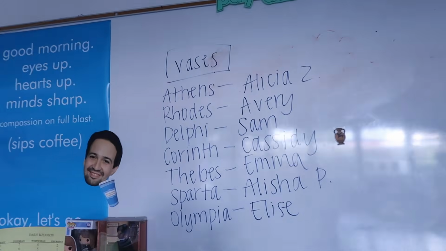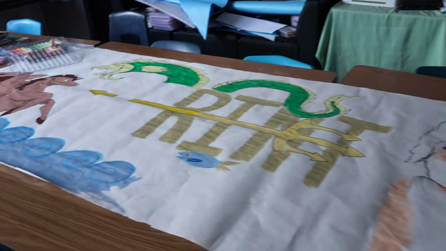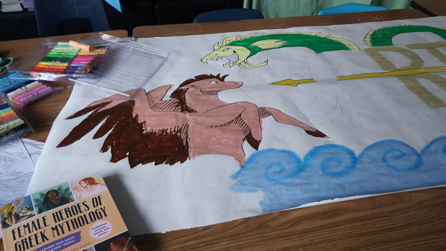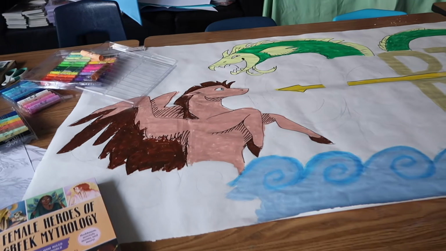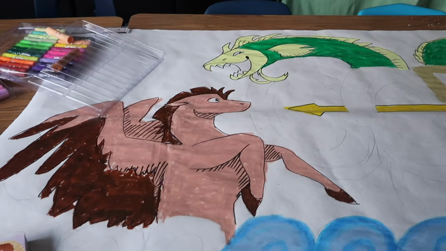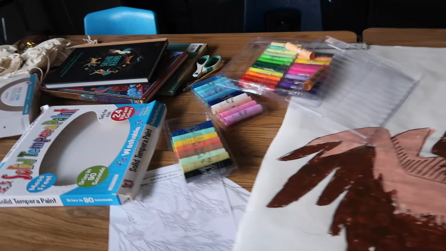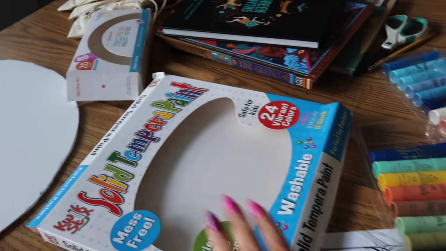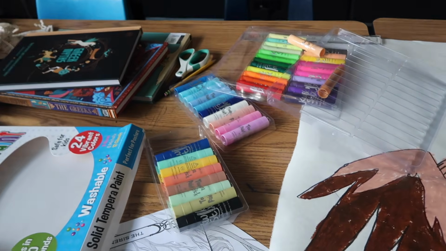These are the different city-states. I have my tables set up in 3 different sections. So this group was working on the banner. This looks great. Oh my gosh, they're so good. This one is for Corinth. Oh my goodness. So this is just butcher paper, and they drew all of this. This is incredible. We used to use more paint. I would have them go outside and paint, but last year I got these solid tempera paints, and they just use these. It's just a lot less messy. That was pretty worth it.